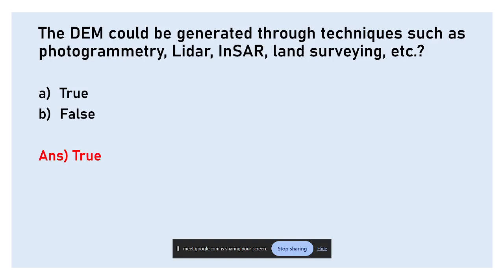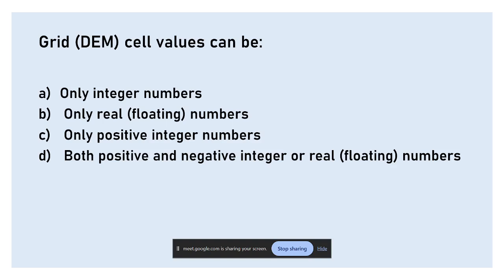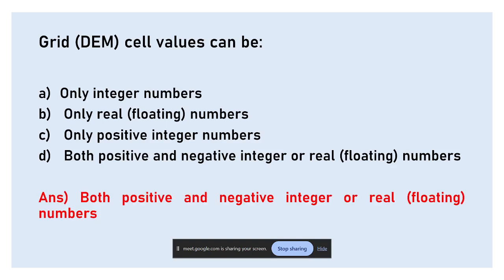Okay, so the answer is true. DEM can be generated using all of these techniques. Grid cell values can be what? Which of these following? It can be both positive and negative integer or even real floating numbers. It can be anything of these.